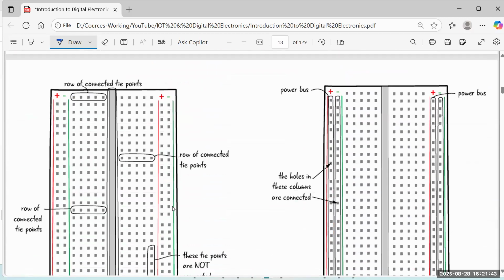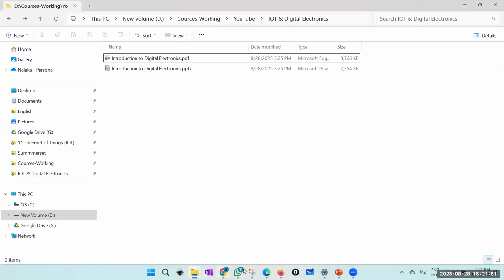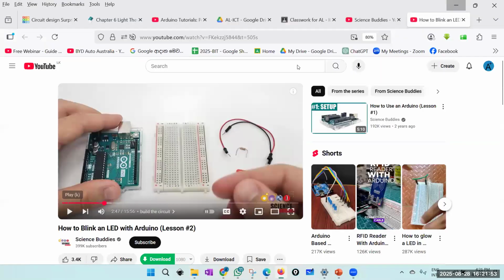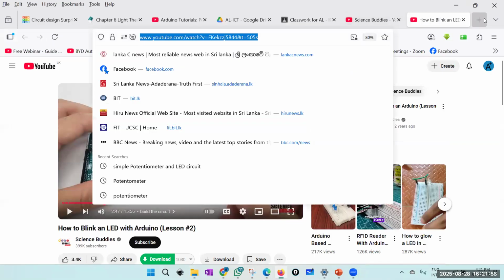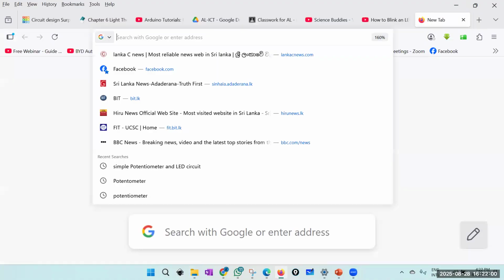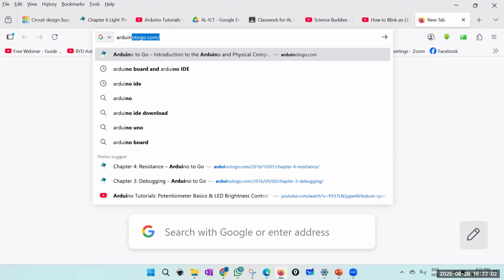So if you want to do it in a real practical manner, what you need is, I hope some of you may be having these, an Arduino pack. If you do a Google search, Arduino pack.